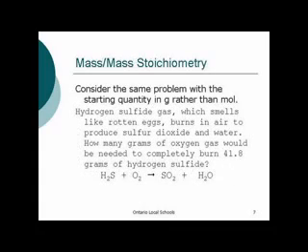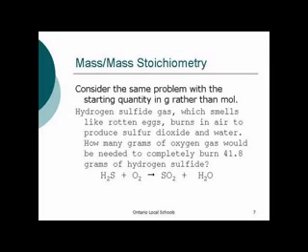Converting from moles of one reactant or product to moles of another reactant or product is the simplest type of stoichiometry. Most of the time, because in the laboratory we really don't have balances that measure moles directly, we measure mass, normally in grams. The mass stoichiometry that we're going to look at now is much more common.